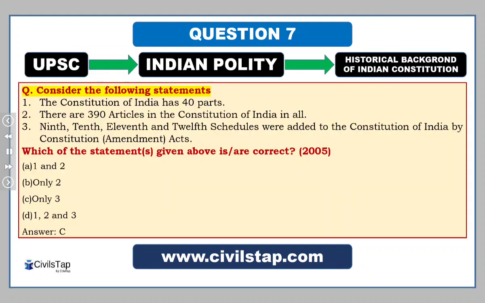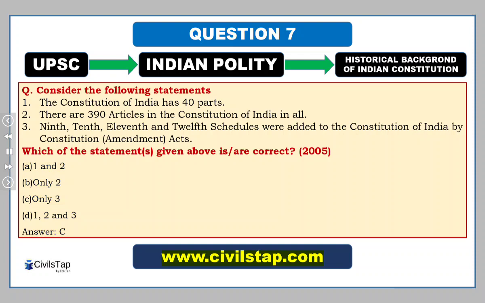Q. Consider the following statements. 1. The Constitution of India has 40 parts. 2. There are 390 articles in the Constitution of India in all. 3. 9th, 10th, 11th and 12th schedules were added to the Constitution of India by Constitution Amendment Acts. Which of the statements given above are correct? 2005. A. 1 and 2. B. Only 2. C. Only 3. D. 1, 2 and 3. Answer, C.